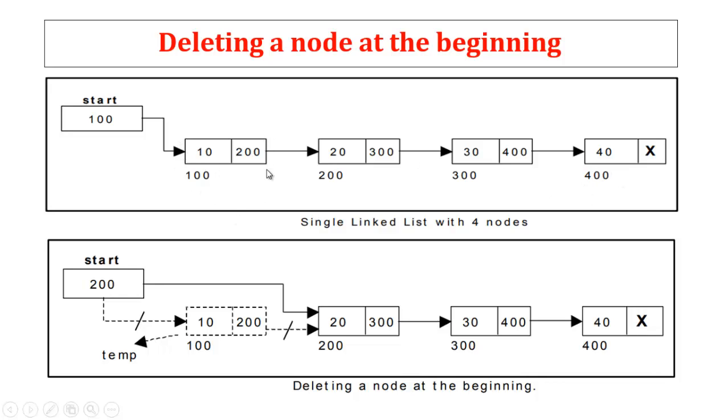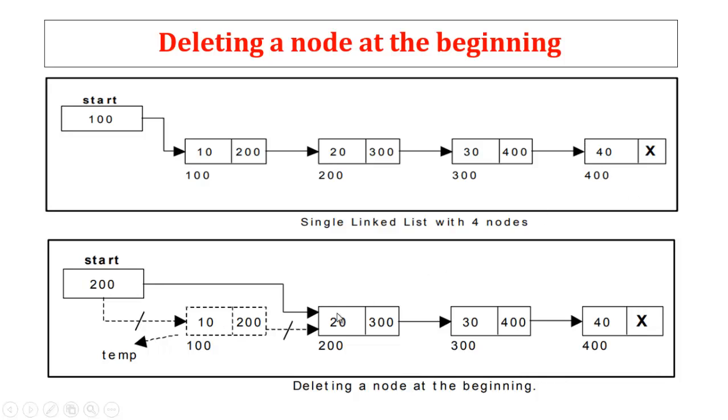The first node represents the starting address, and that starting address acts as the head pointer. It points to the starting address, and here it is represented as start. So consider four nodes. Our aim is deleting a node at the beginning or first, from the linked list.